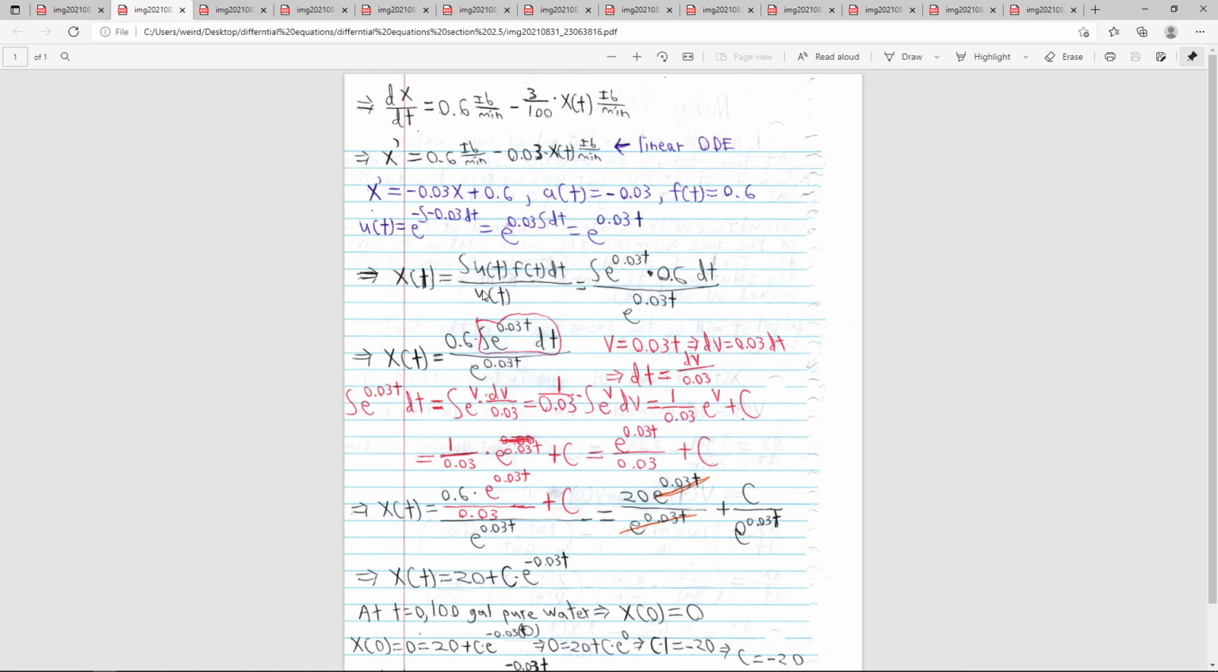Then you do integration like normal. Just like in the last section, we do this linear ODE like before with the integrating factor. With the integrating factor, we have x(t) equal to the integral of u(t) times f(t) dt, divided by u(t).